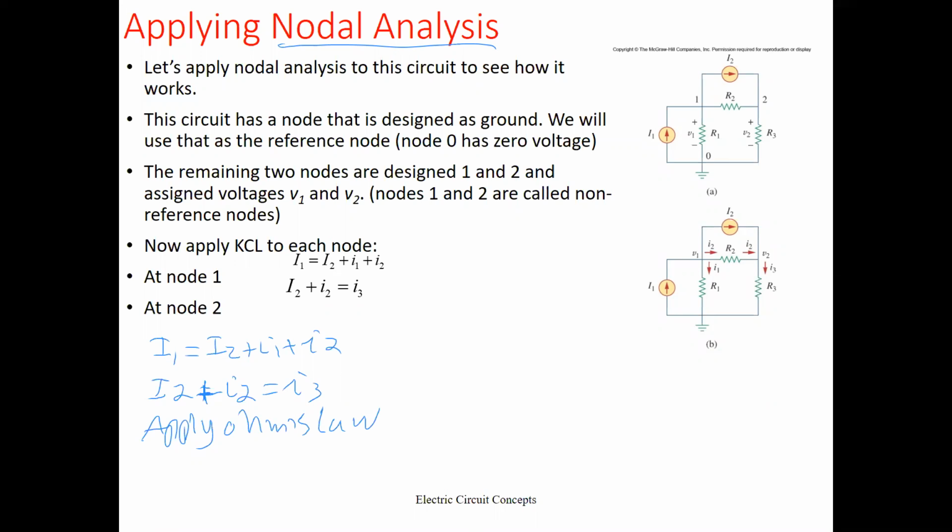Now, to find the I1, we know I1 is a current. If we apply Ohm's law, it is a voltage over resistance. So I1, what voltage is of I1 here? I1 is going through R1, so the resistance has to be R1.